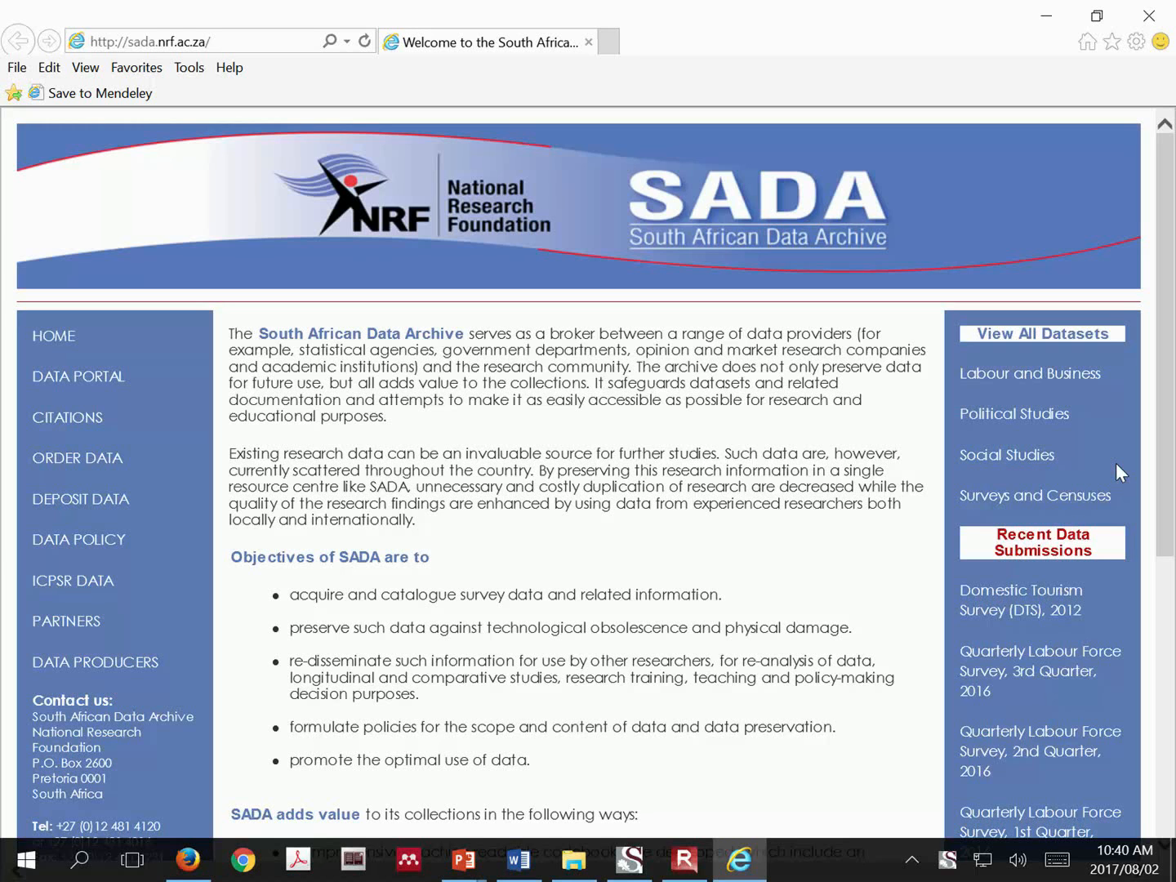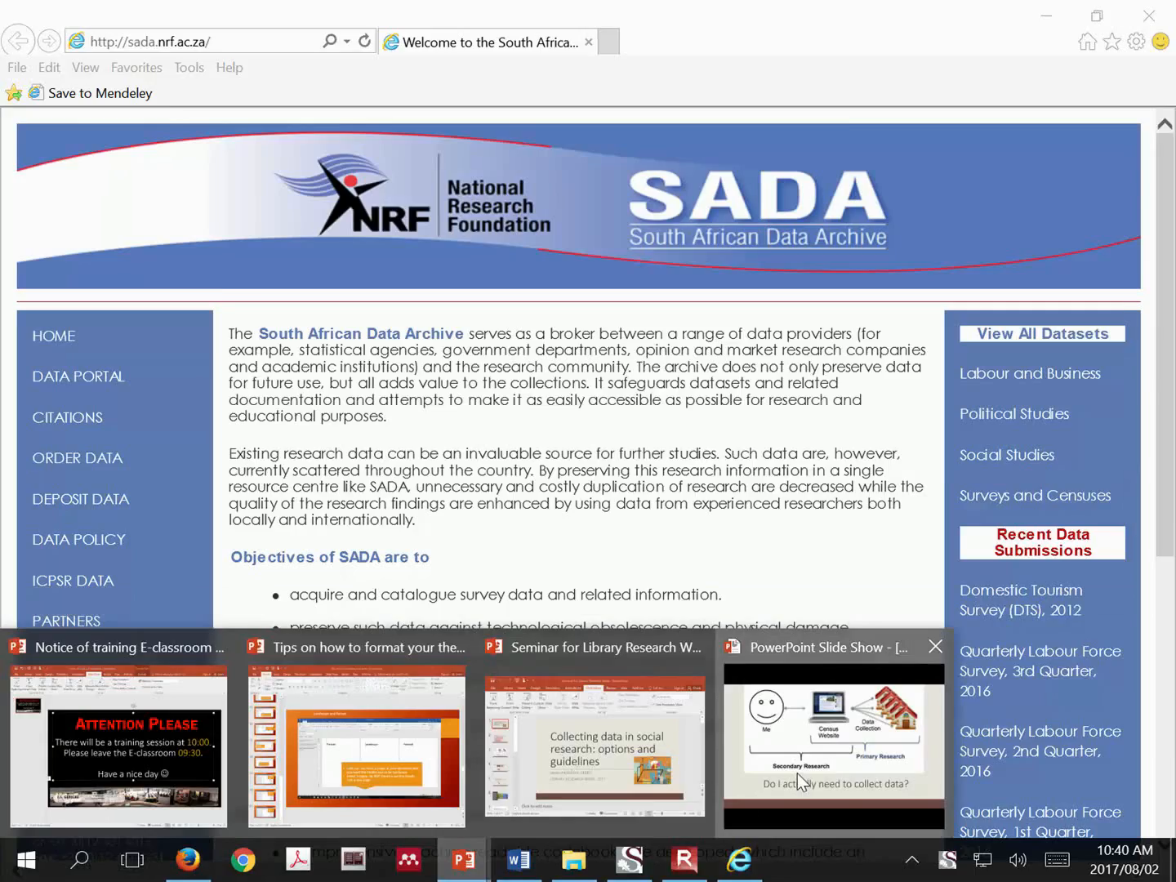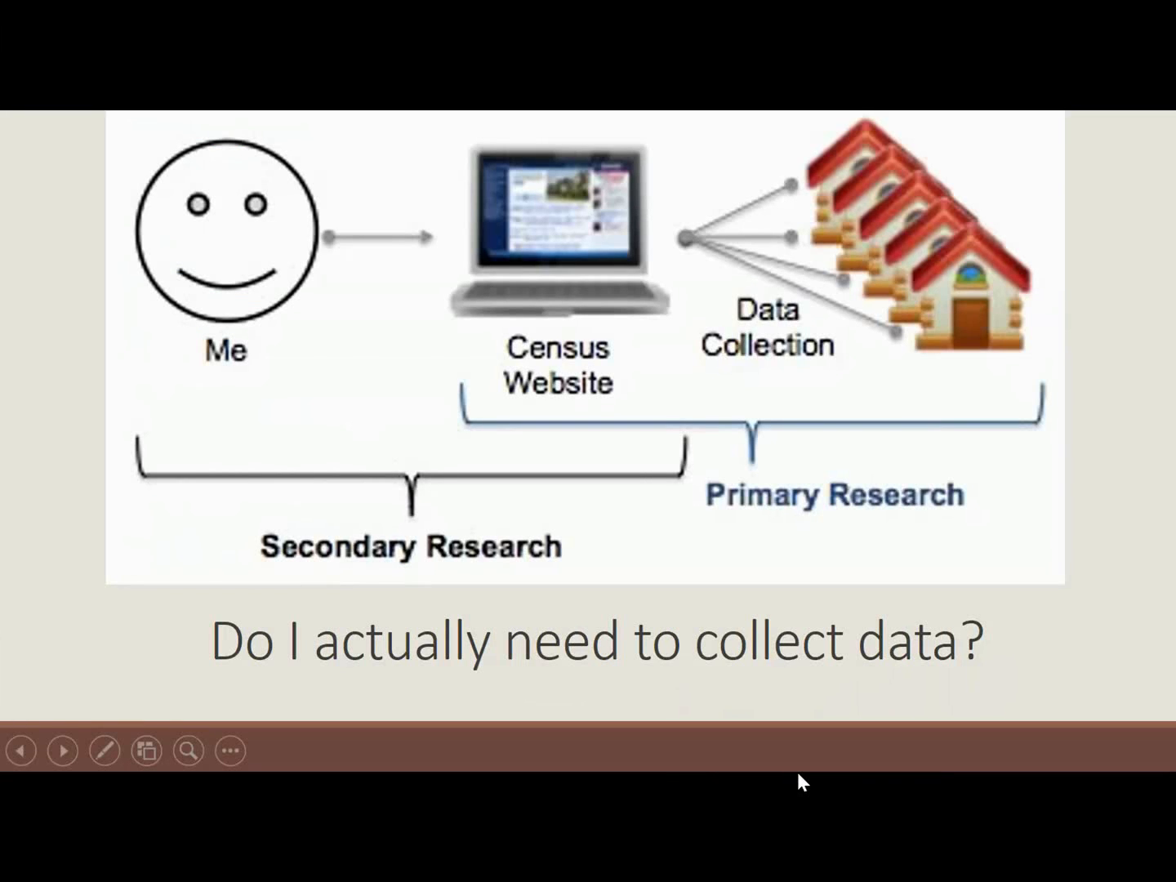So the first point that I want to make is that it's not always necessary for you to collect your own data. So ask yourself that first, and then use the correct term. If I collect my own data, I'm busy with primary research or primary data collection, and if I'm analyzing somebody else's research, somebody else's data that they've collected, it's secondary data analysis.